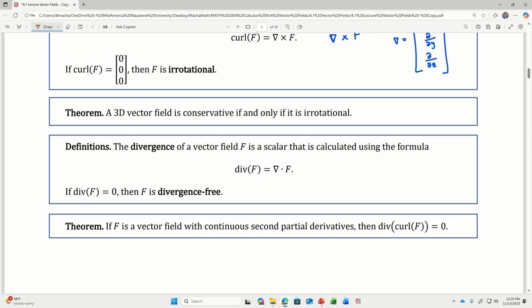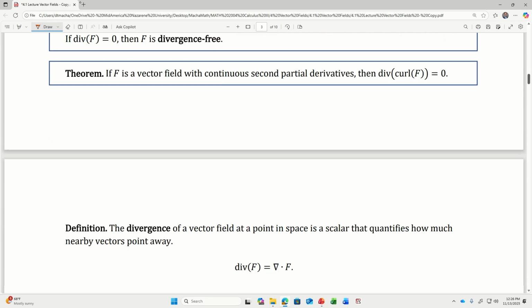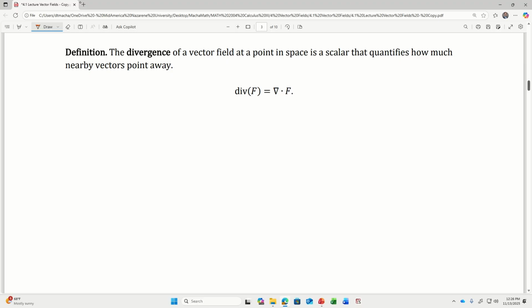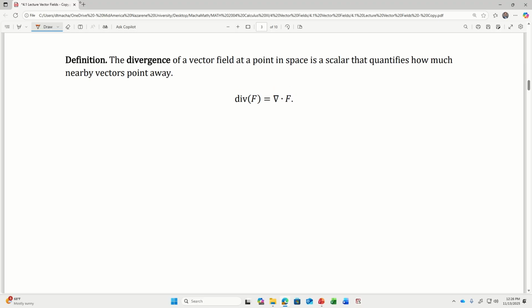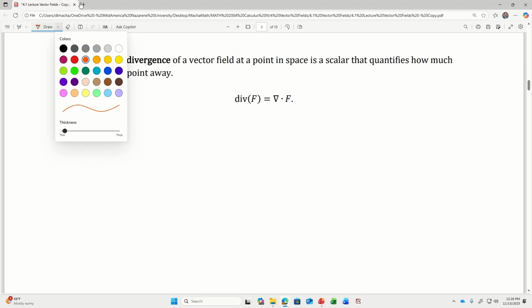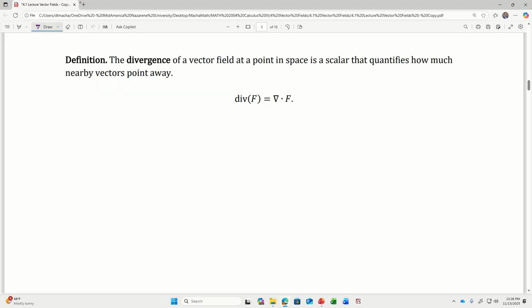And this is kind of a funny theorem, but if you've got continuous second partial derivatives, so that means the entries in your vector field are kind of analytic looking normal functions that we're used to, then we'll find that the divergence of the curl of f is 0. So this is just a quick summary of today that you can take home and put on your fridge with a little magnet. You can remember it for the rest of your days.